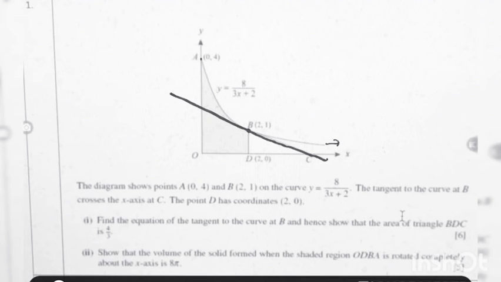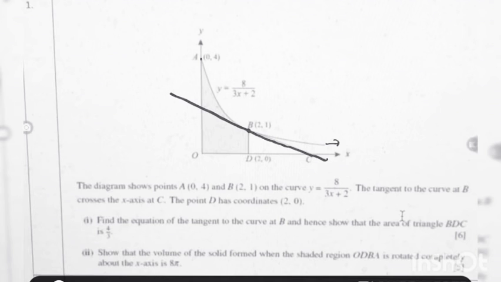Okay, so how do you find the equation of the tangent to the curve at B, and hence show that the area of the triangle BDC equals 4 over 3? You find the tangent, the line equation, right? Find the equation of the tangent, and then show that the area of BDC equals 4 over 3.